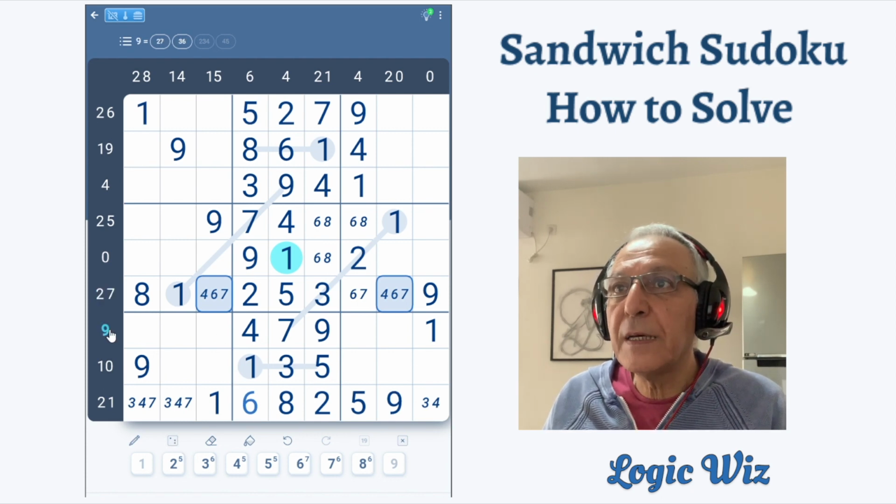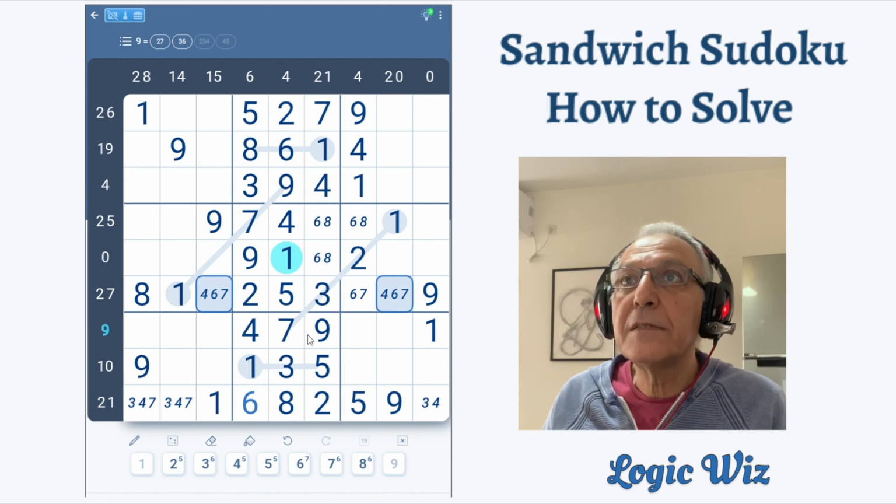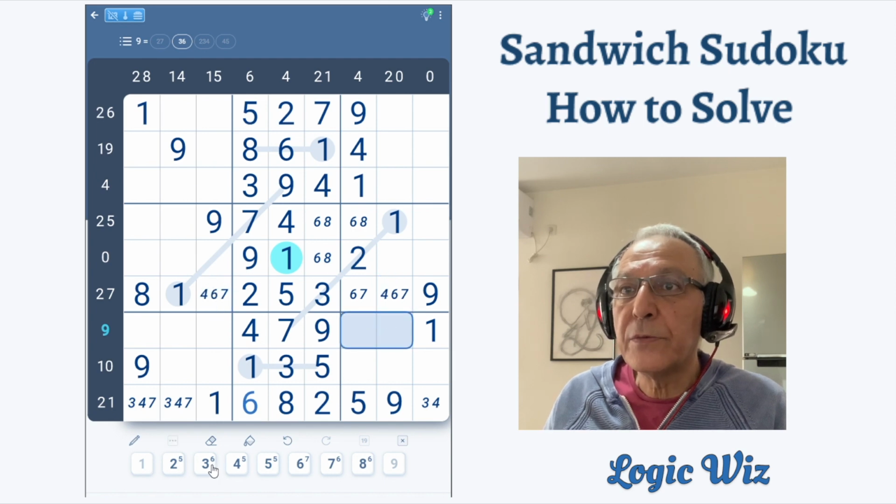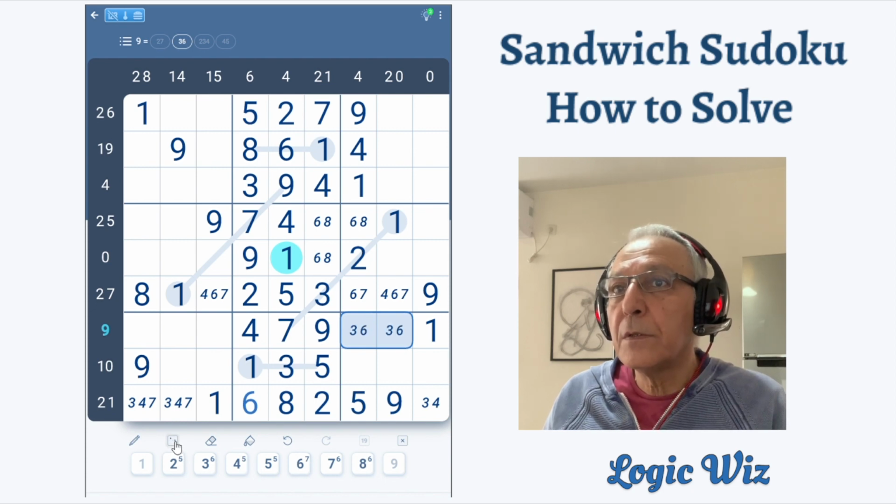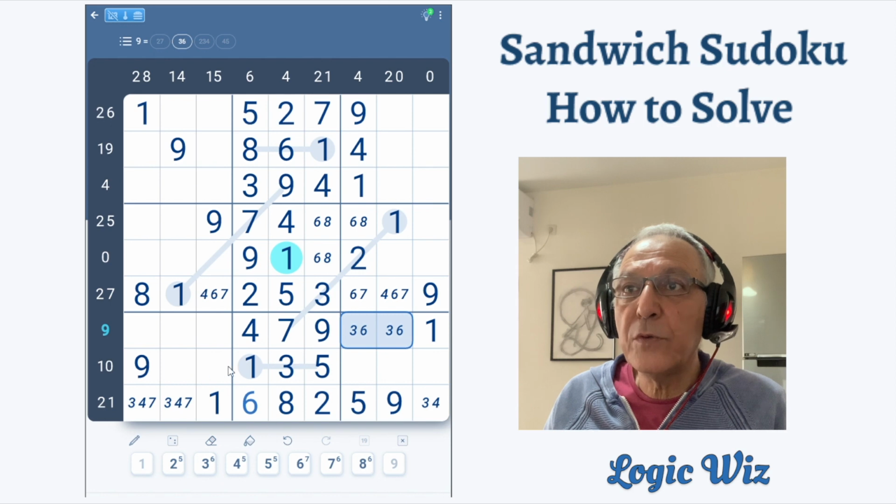Okay, let's look at the sum of 9 over here. It's either 3, 6 or 2, 7. 2, 7 is no longer an option. This one has to be 3 or 6. Let's look at the sum of 10 over here.